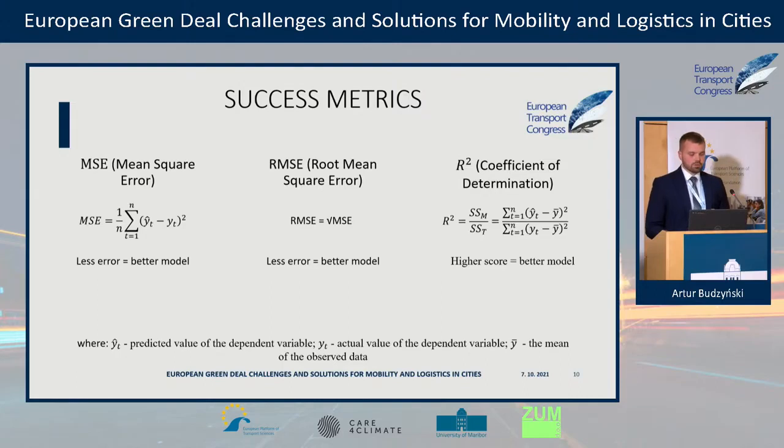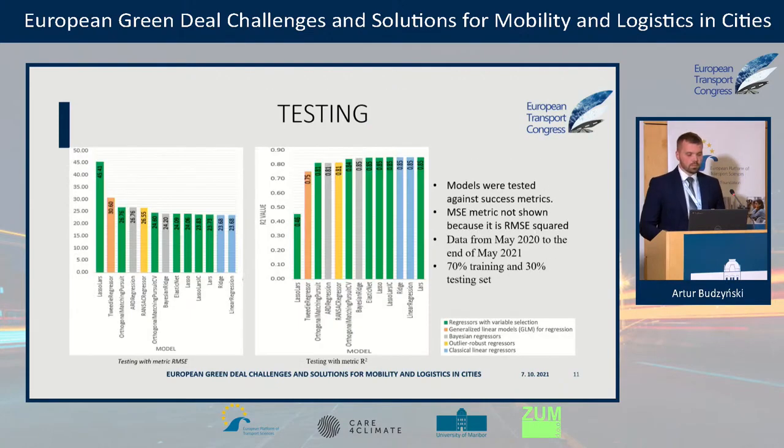How do we check which model is better? We take three success metrics: the popular mean square error, root mean square error, and coefficient of determination. You can see here a pattern for all testing. For testing, data are taken from the start of May 2020 to the end of May 2021, so we have a full year. Data are divided into 70% training and 30% testing set.